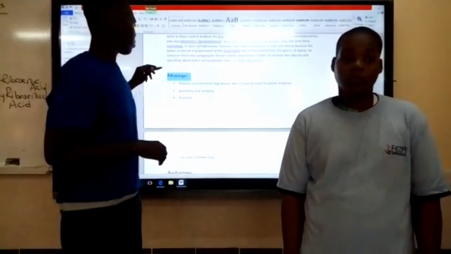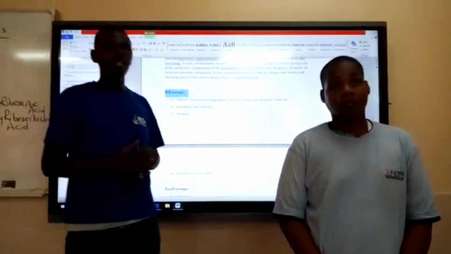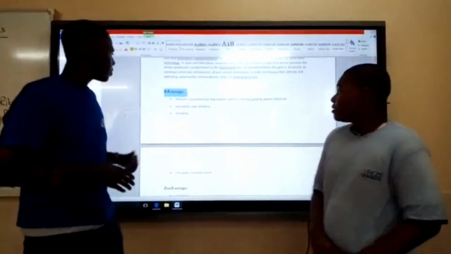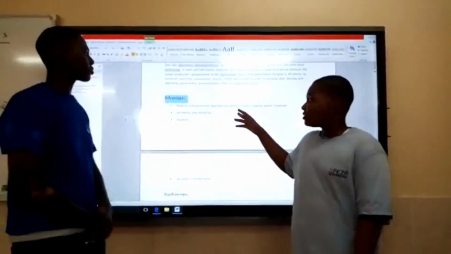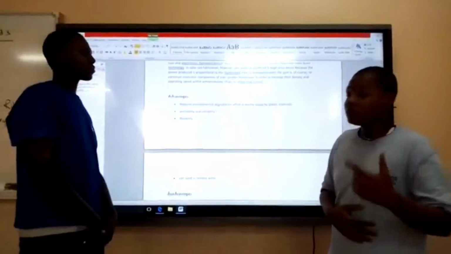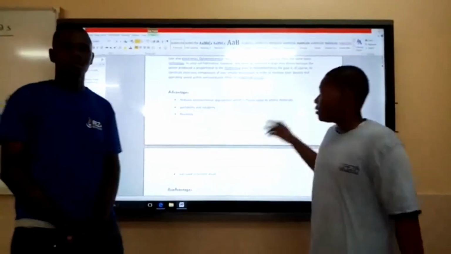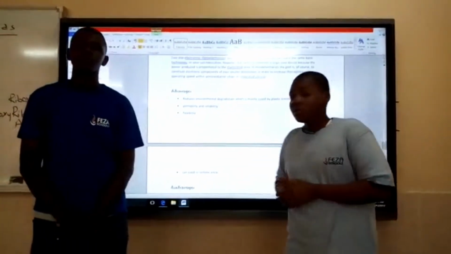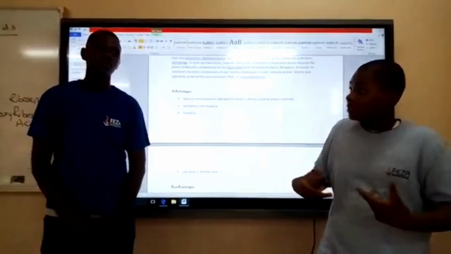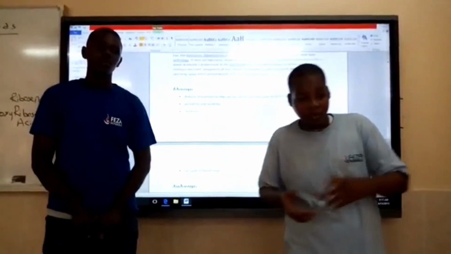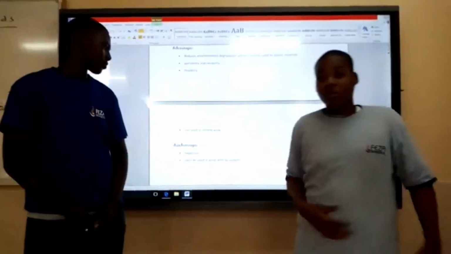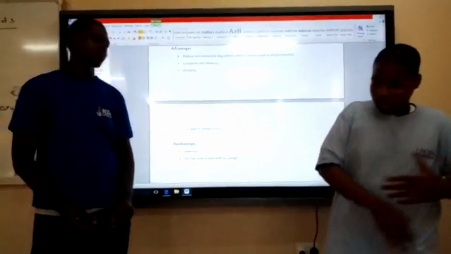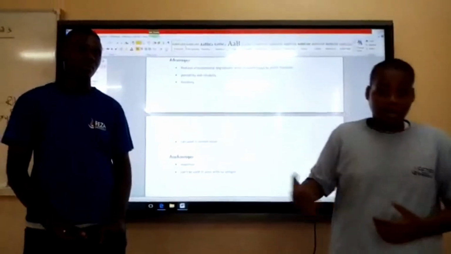Below are the advantages of the flexible solar panel. As you can see, there are a few advantages we have written here. One of the main advantages is that it reduces environmental degradation around the world. It is also portable because it's plastic, light, and flexible. And it can last long, as my friend here explained.